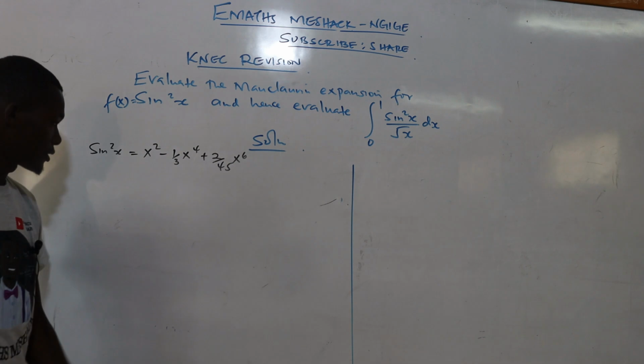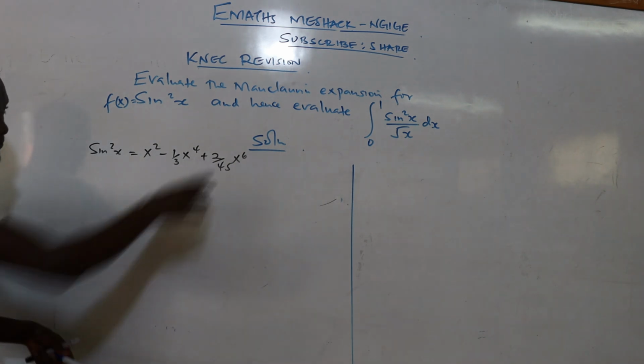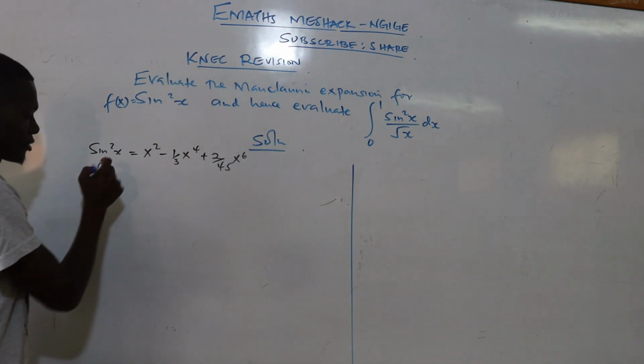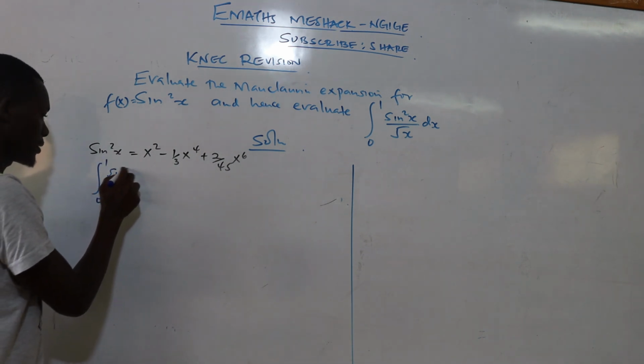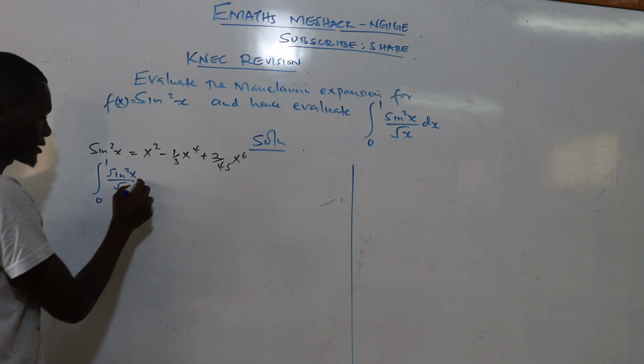So now, we check the derivative for this. So we shall have the integral. We know our expansion is given by that. We already found that. Then we have sine squared of x over root of x, dx.